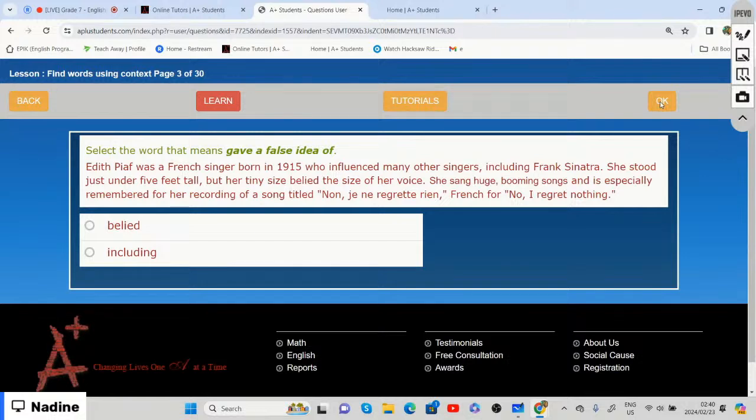So we need to select the word now that means gave a false idea of. Edith Piaf was a French singer that was born in 1915 who influenced many other singers, including Frank Sinatra. She stood just under 5 feet tall, but her tiny size belied, or let's say belied, the size of her voice. She sang huge, booming songs and is especially remembered for her recording of a song titled Non, Je ne something, which means French for no, I regret nothing. So we need to select the word that means gave a false idea of.